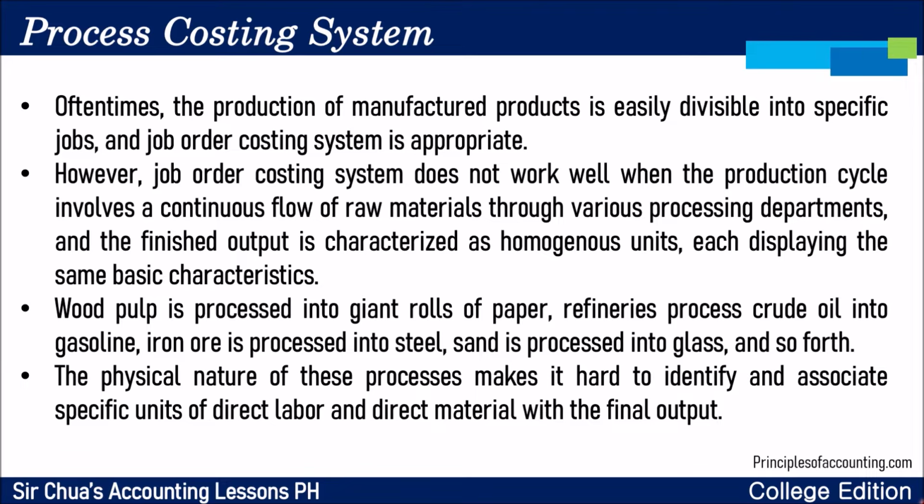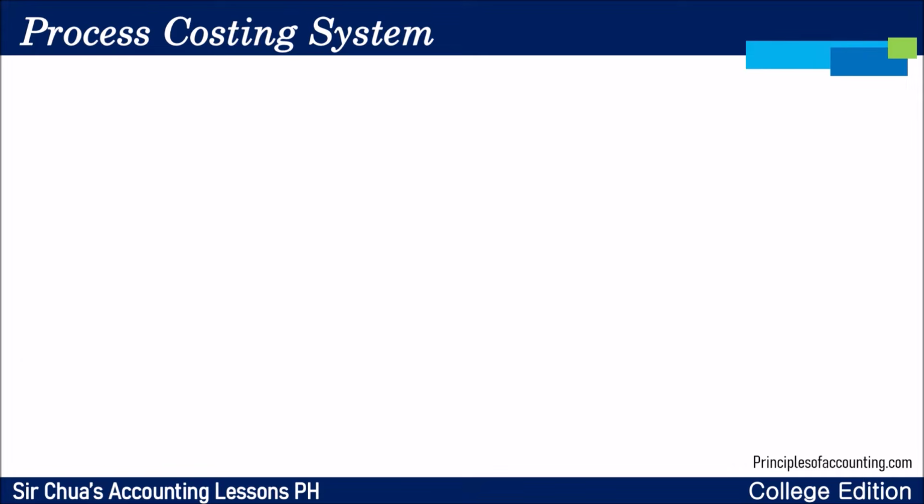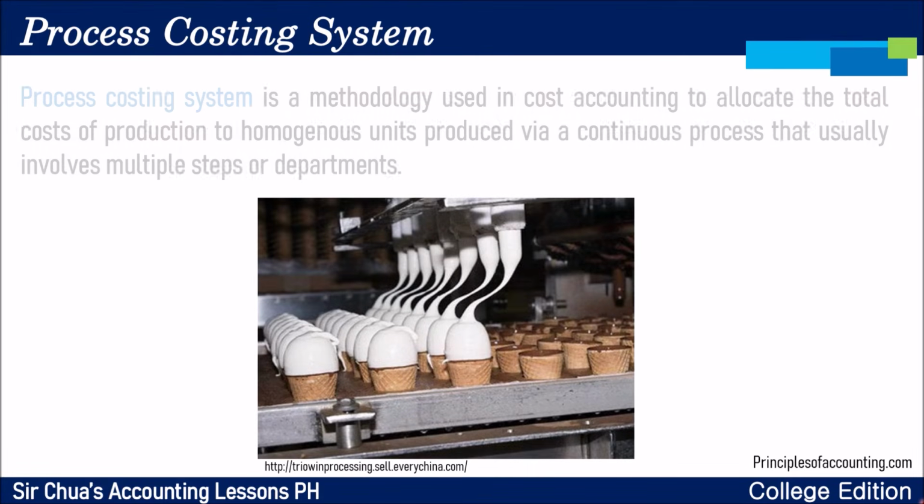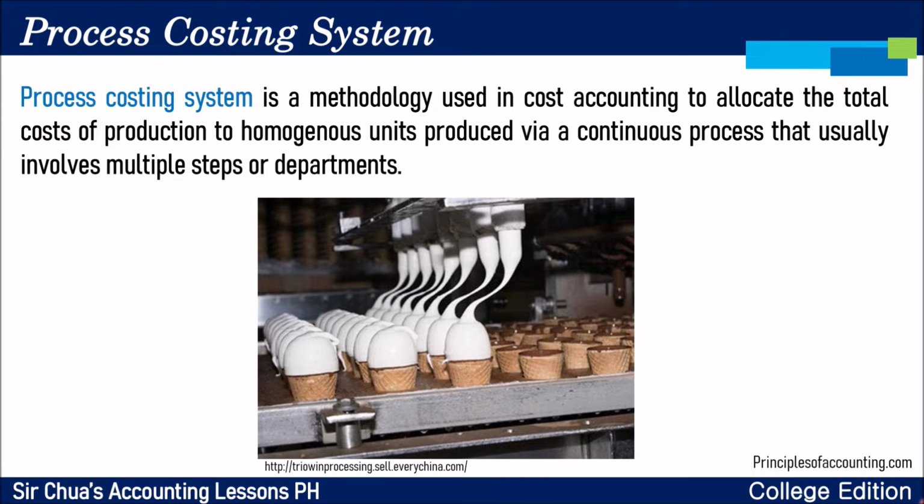So kapag ka po ang ating mga produkto ay homogeneous, halos pare-pareho, kung di man halos pare-pareho, talagang pare-pareho at talagang dumadaan siya into a series of different processes and departments, gagamit po tayo ng process costing system. And to define process costing system, it is a methodology used in cost accounting to allocate the total cost of production to homogeneous units produced via a continuous process that usually involves multiple steps or departments.